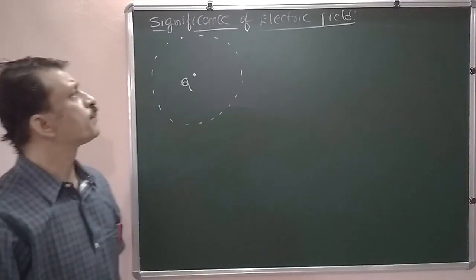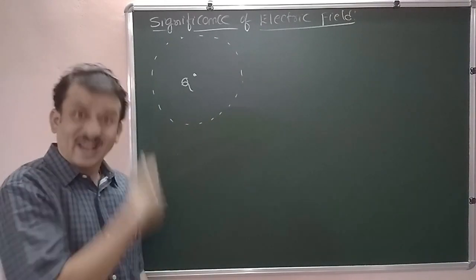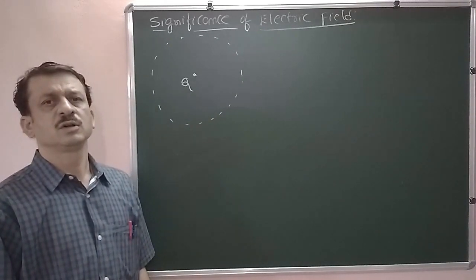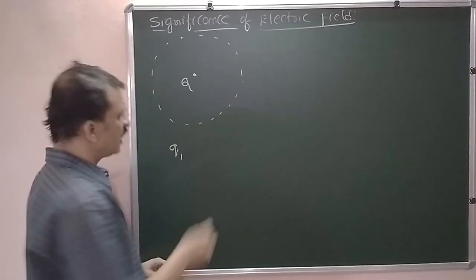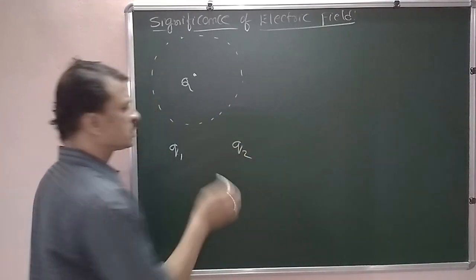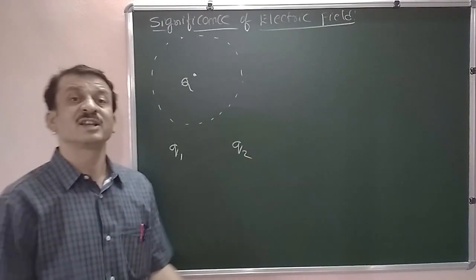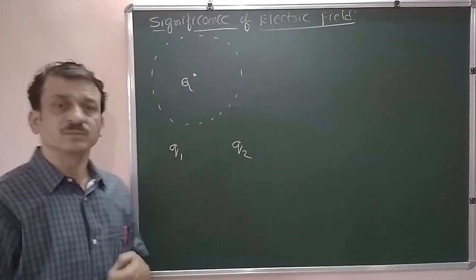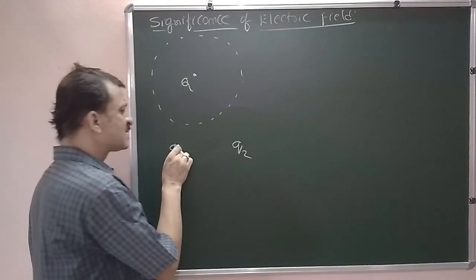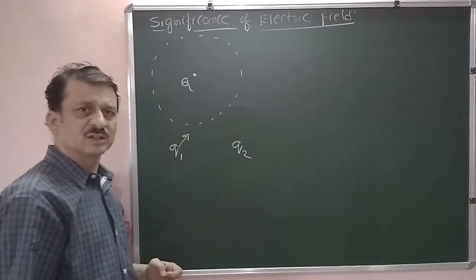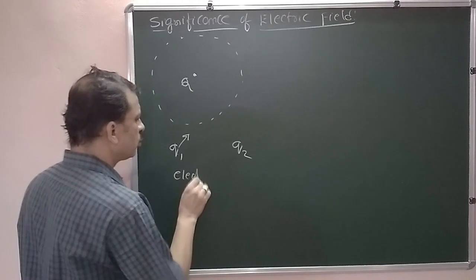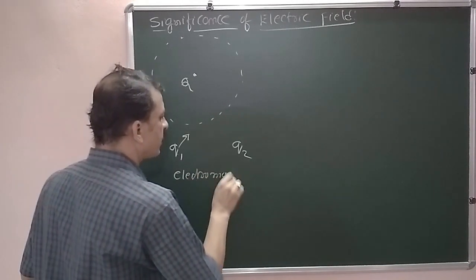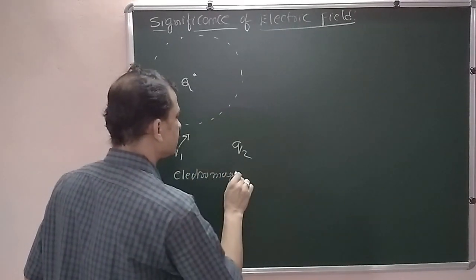Then it is going to experience the force. In the case of an accelerated motion, assume that one charge is moving or both the charges are moving. Q1 and Q2 are the two charges. They are in accelerated motion. Now the accelerated motion of Q1, one charge, produces an electromagnetic wave that we will study later onwards.